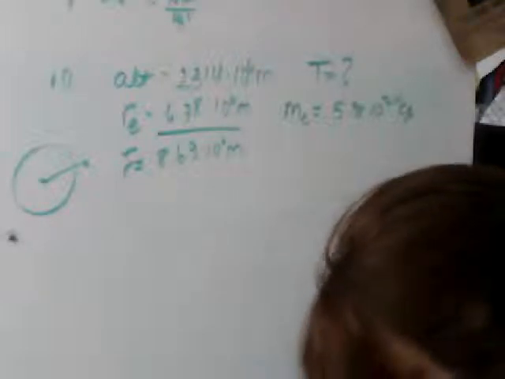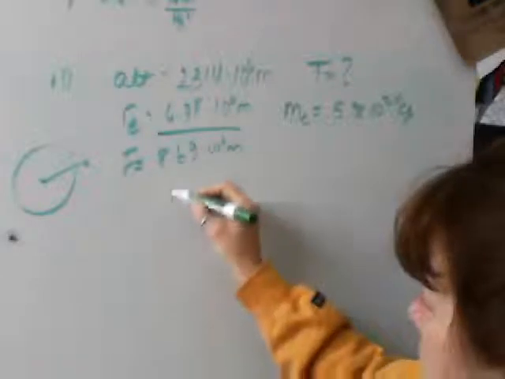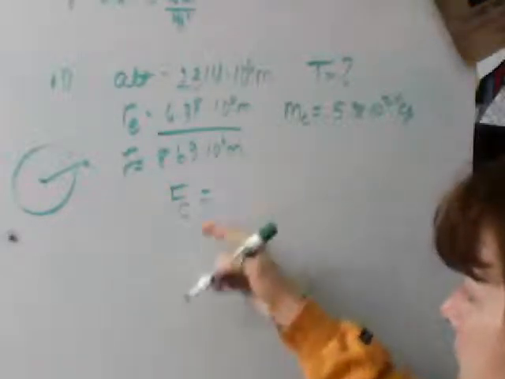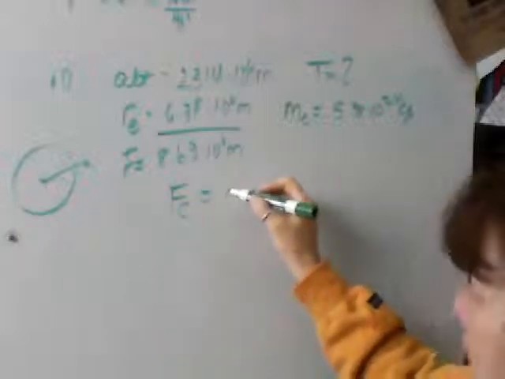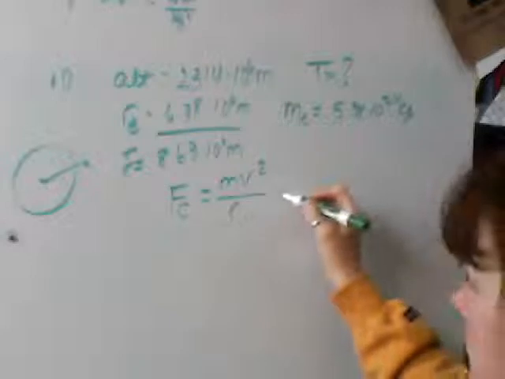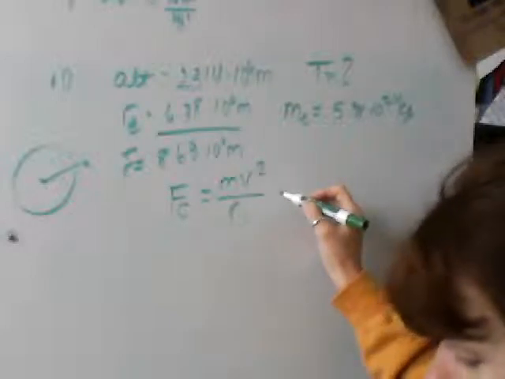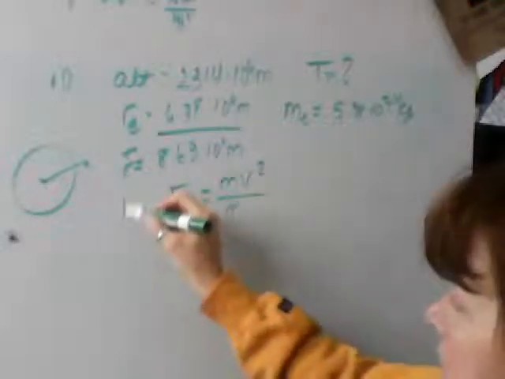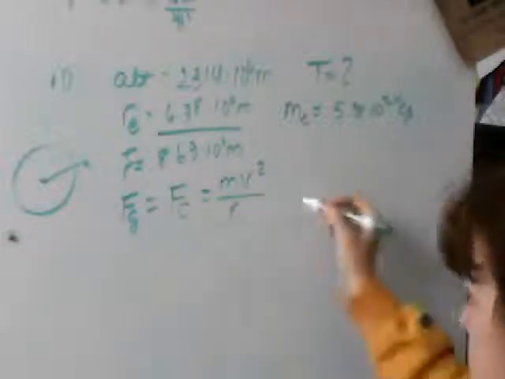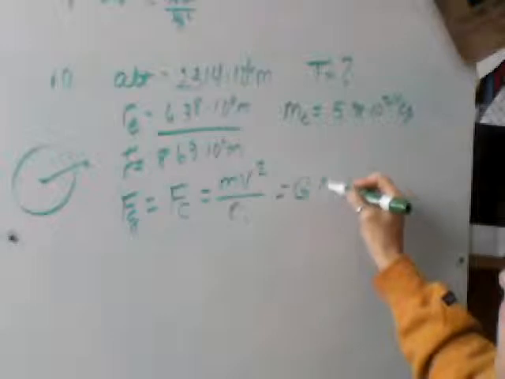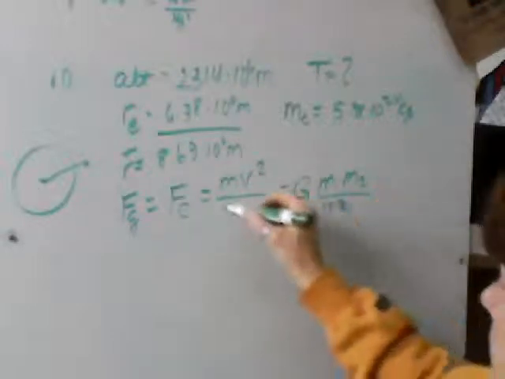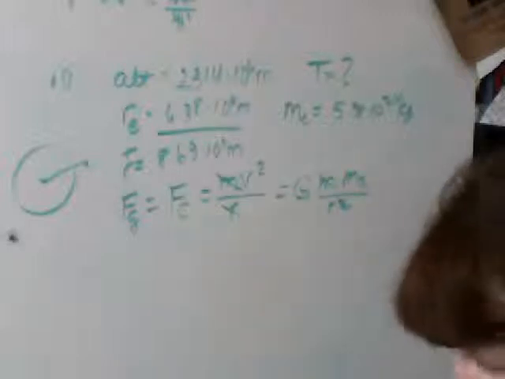And so we go back. So now that we know the R, we want to know what the centripetal force is. And we know that that is the mass times the velocity squared over the radius. And again, we can set that equal to the force of gravity. And that will cancel a mass.